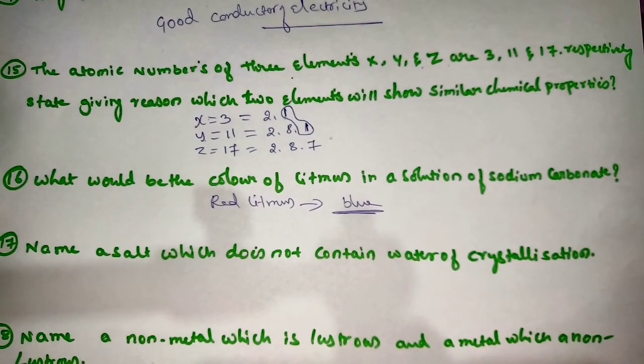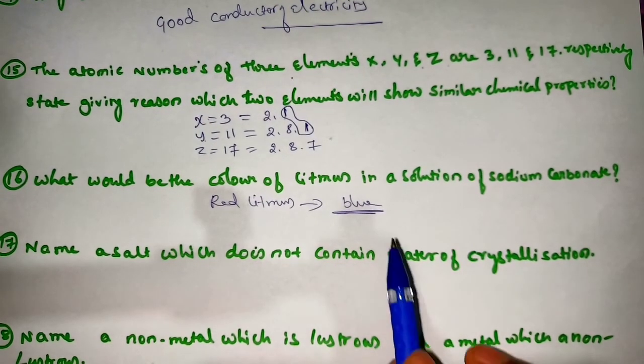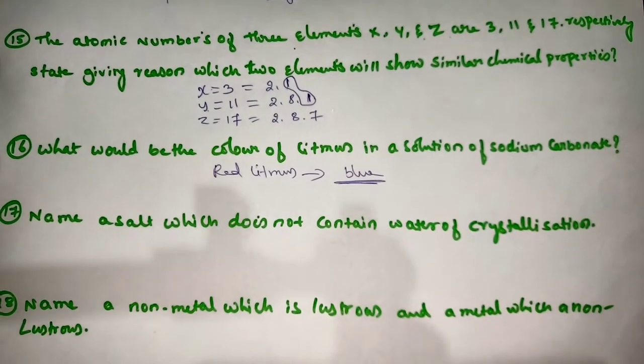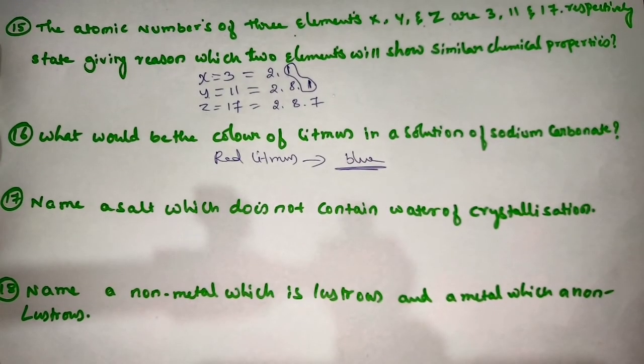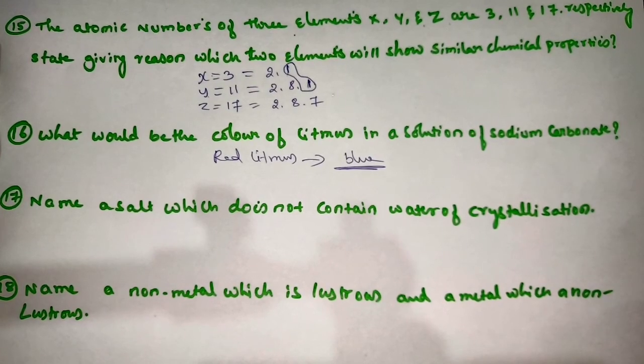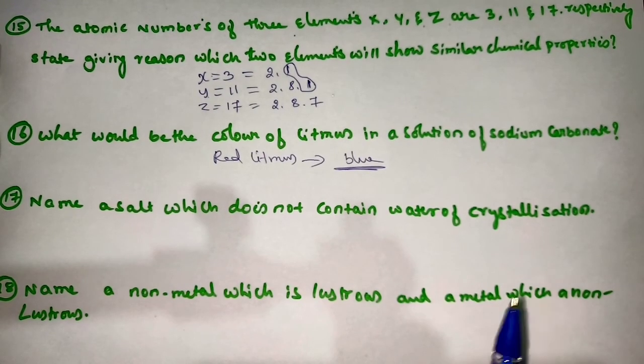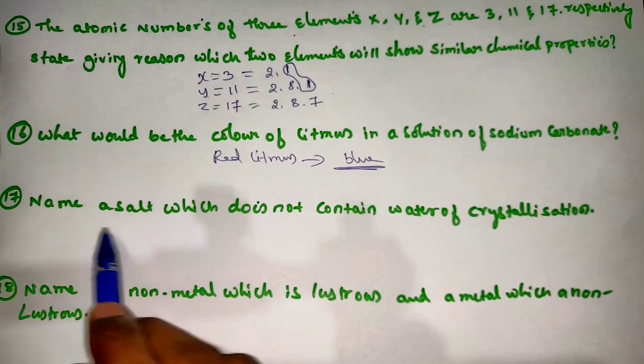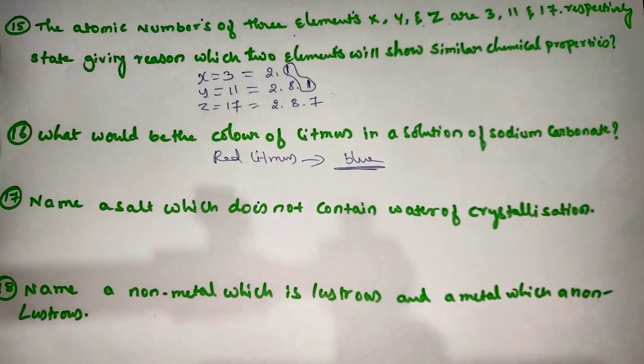So next question, read carefully. Name a salt which does not contain water of crystallization. We have many salts in the acid base lesson. When you read properly, you will find many hydrated salts, like we have copper sulfate 5H2O, calcium sulfate half H2O, calcium sulfate 2H2O, Na2CO3 10H2O, like that. But here they asked, name a salt which does not contain water of crystallization.